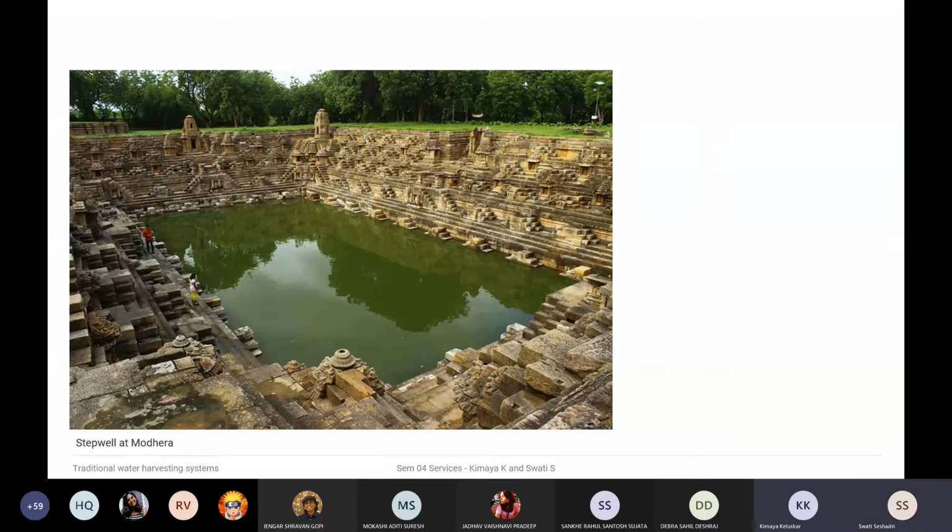Yes. There's one question, Swati. How do stepwells deal with water stagnation?